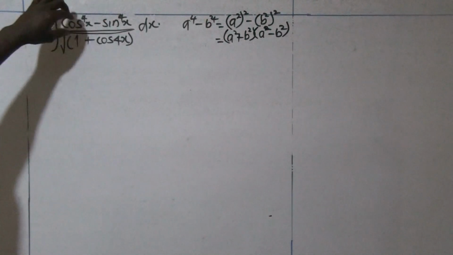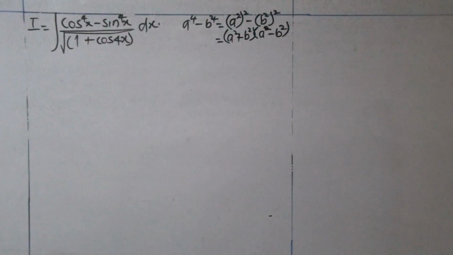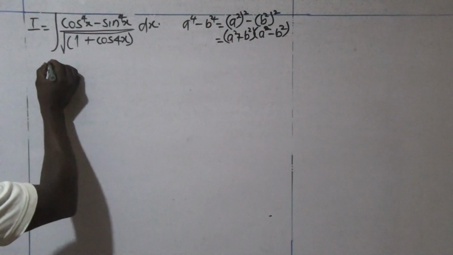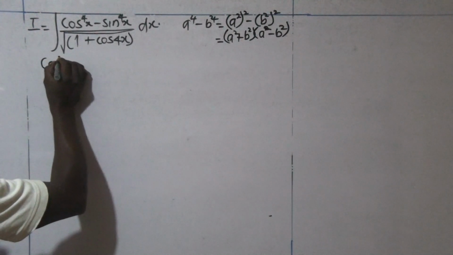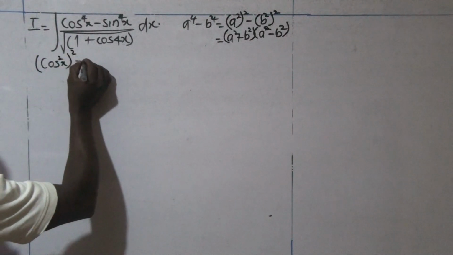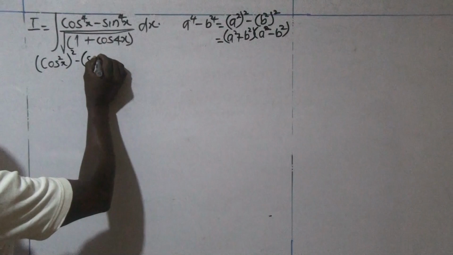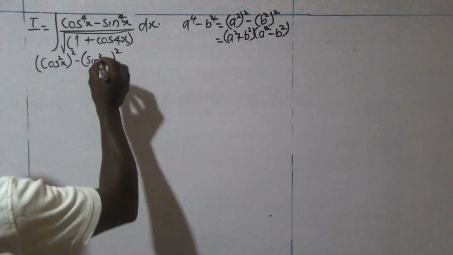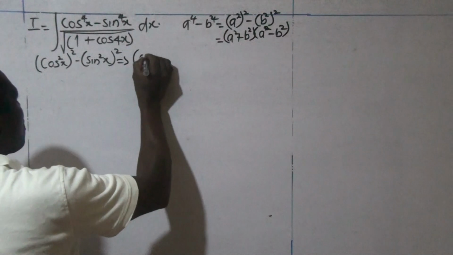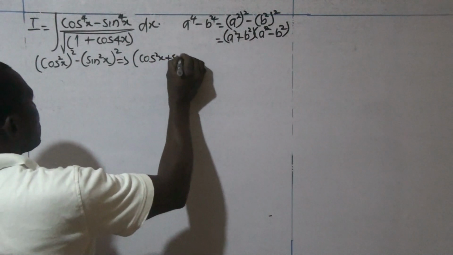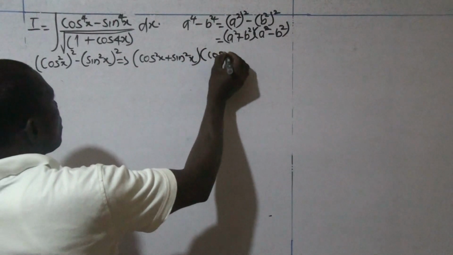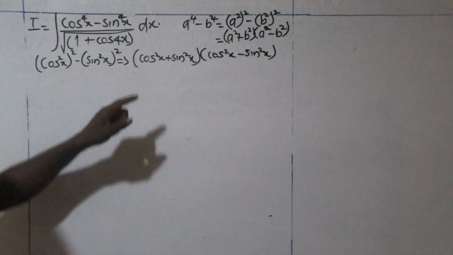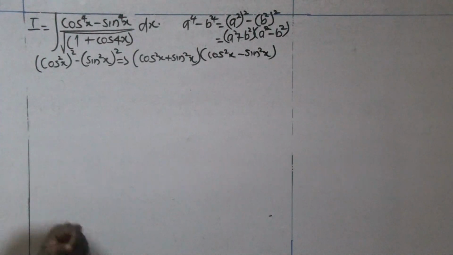So similarly, at the numerator of our integral function, we will express this in that manner. So we can say this is cos squared x in brackets minus sine squared x in brackets, all raised to power 2, so that we can now express this as cos squared x plus sine squared x, into cos squared x minus sine squared x. But you recall that cos squared x plus sine squared x is equivalent to 1.